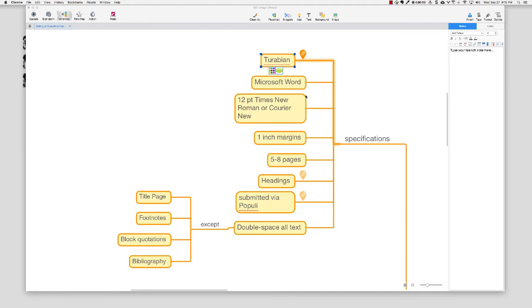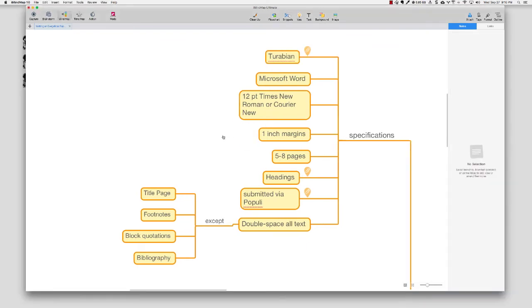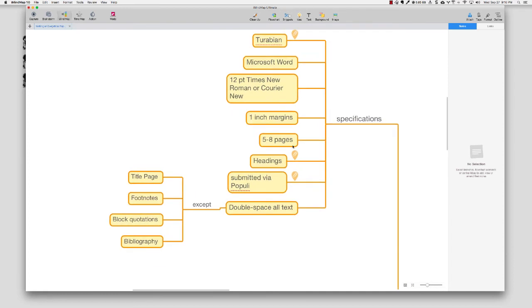I know those are old fonts and not really fancy. The whole purpose of a research paper is not to be fancy. It's to get the information. So we're not doing graphic design here. You want 1-inch margins, 5 to 8 pages long. You want to make sure that you include your headings.